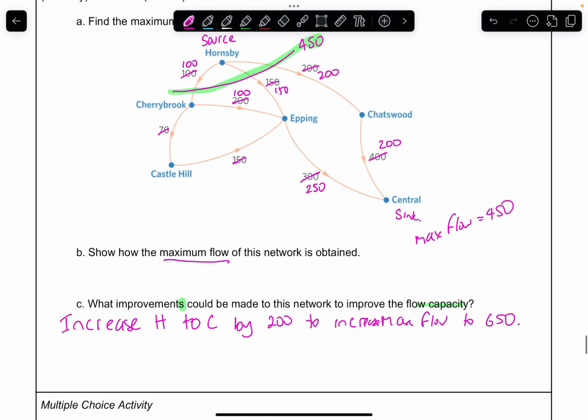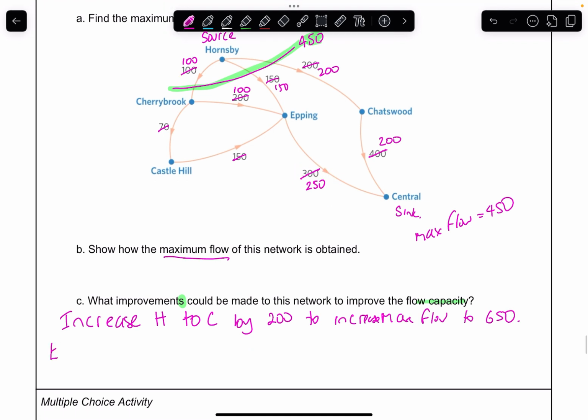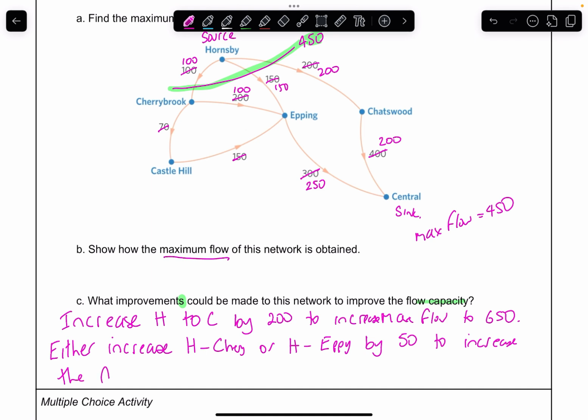So let's write we can either increase Hornsby to Cherrybrook or Hornsby to Epping by 50 to increase the flow to 500.